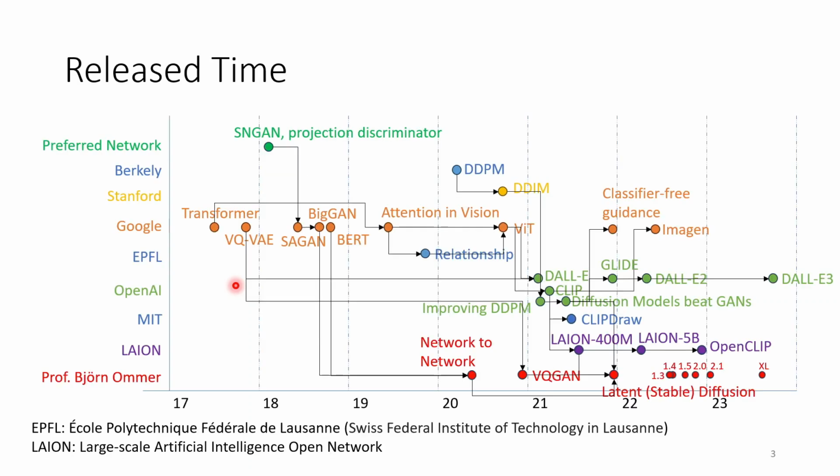Now, this is a very complicated chart, so let's start the trace. SAGAN will become BigGAN. Almost at the same time, Google released BERT, which is a language model. BigGAN and BERT combine together, and it becomes network to network, a text to image generation model. This is our first trace.